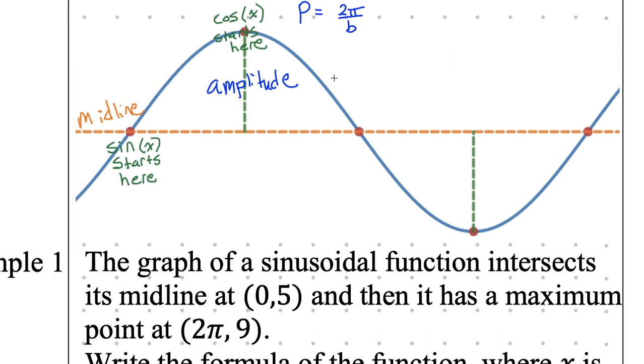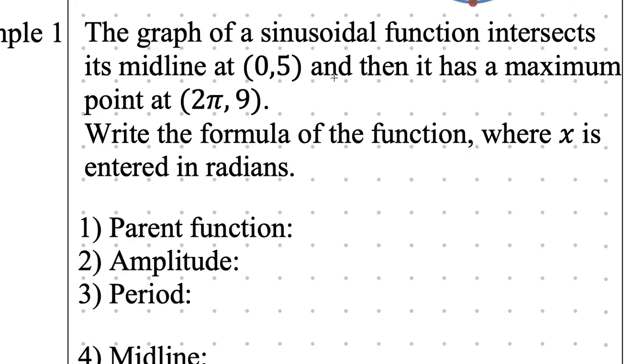So let's move on to the new stuff, the hard stuff. We have example number 1. It's a sinusoidal function, so it's either a sine or a cosine wave. It's intersecting its midline at 0, 5, and it has a maximum at 2 pi, 9. That's all we're given. Given 2 points, and knowing it's a sine or a cosine wave, it feels like we're lacking a lot of information.